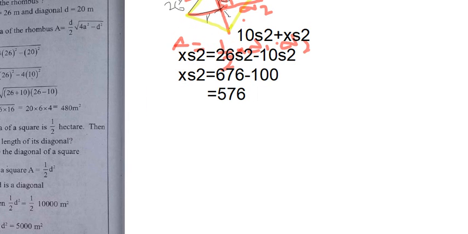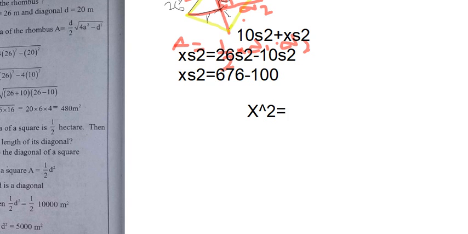See that x square, okay, now I got x square is equal to 576. From that, what is the x value, guys? x is equal to the square root of 576.